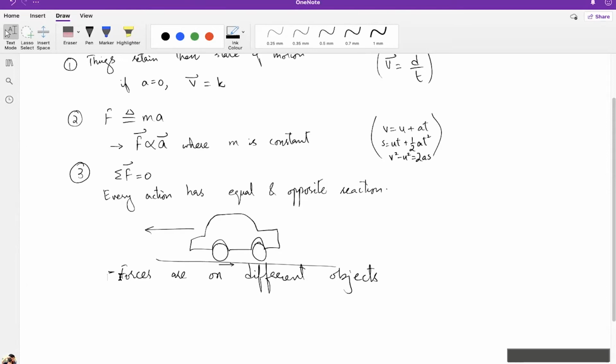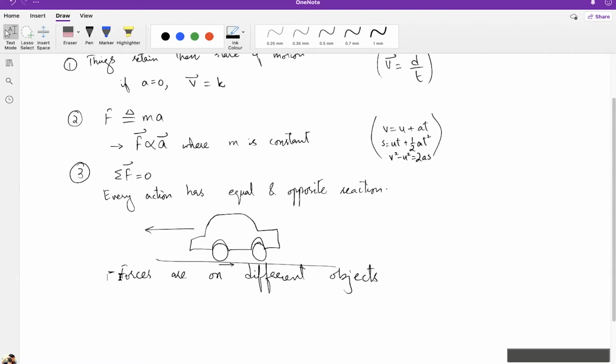So for example, when you're swimming, you're pushing the water and water is pushing you. So the force of water is upon you and the force that you apply is upon the water. So not the same object. In this case, earth is being pushed back and the car is being pushed forward.